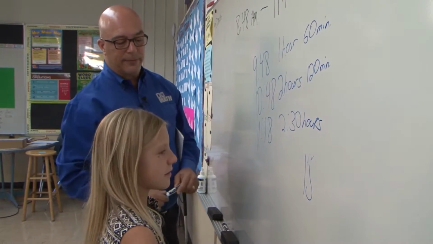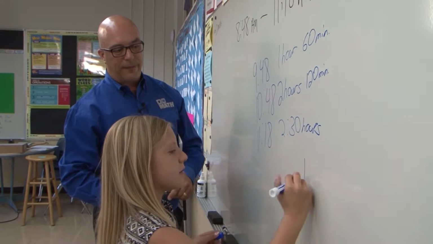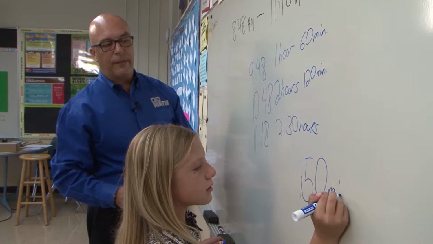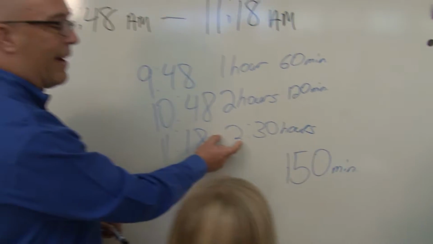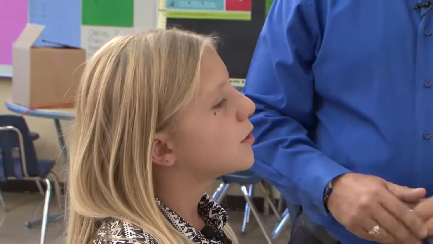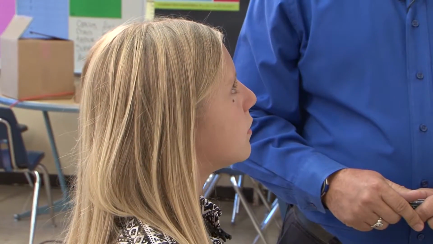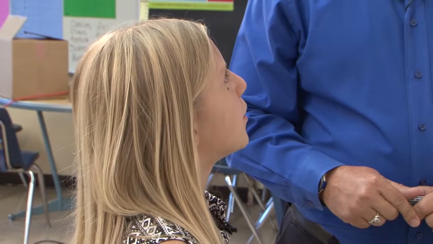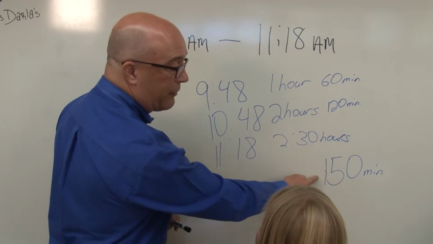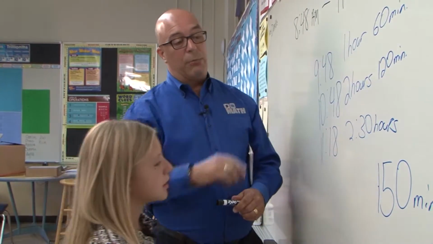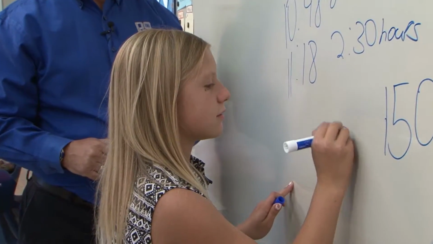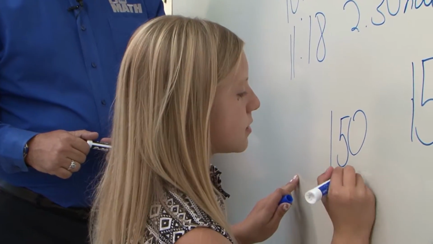You can use the eraser. There you go. 150 minutes. All right, so we've gone from 2.5 hours to 150 minutes, but the question is, how many seconds did you work on this? So I have to divide 150 by how many seconds are in 1 minute? 60. So you're going to multiply 150 times what? 60. There you go. So multiply 150 times 60.